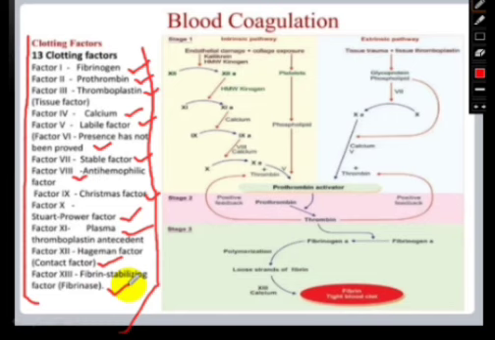Alright. So you need to know these 13 clotting factors. You must know them, so that even when you wake up from sleep and someone asks you, what is factor 12? You will just mention the name. What is factor 6? You will just mention the name.